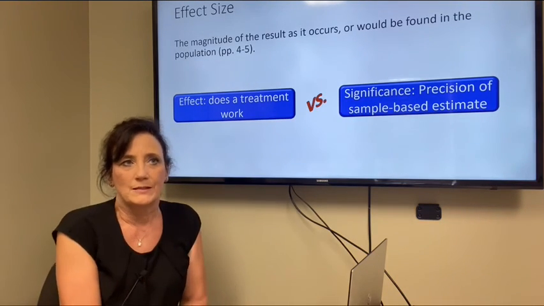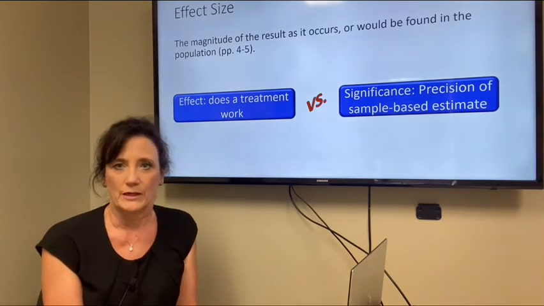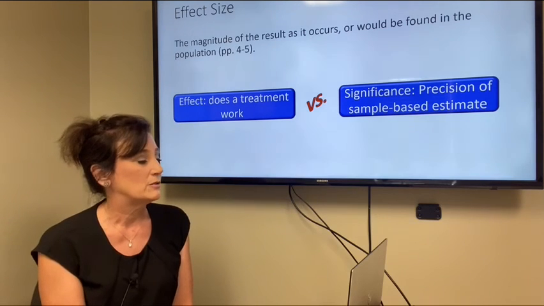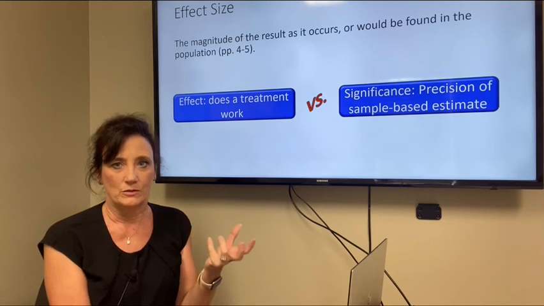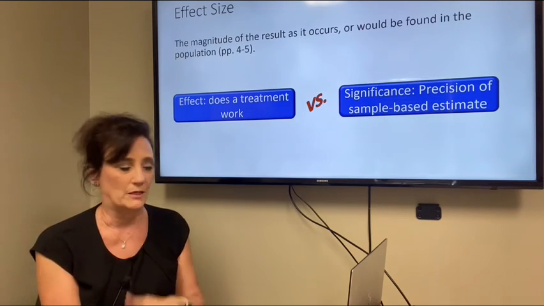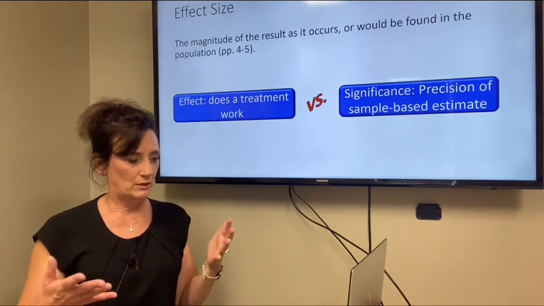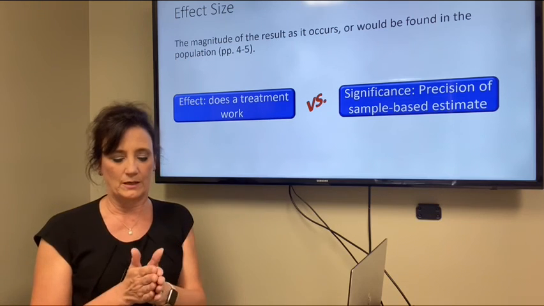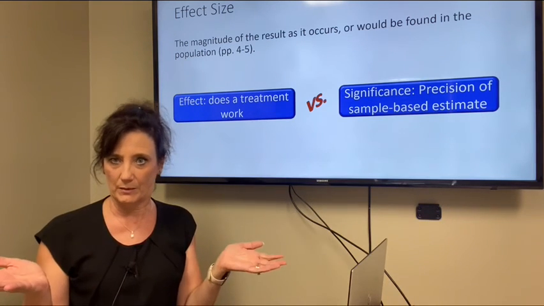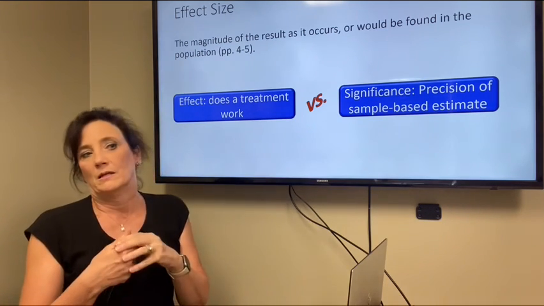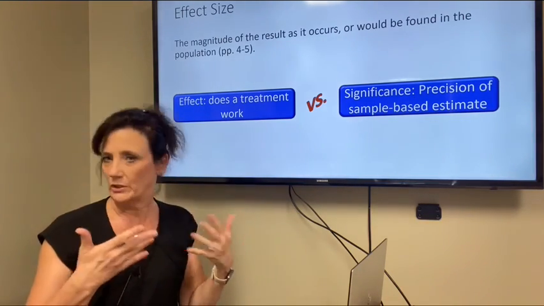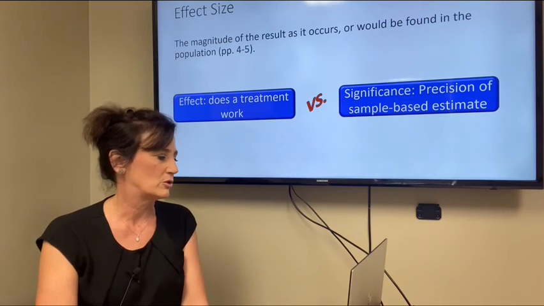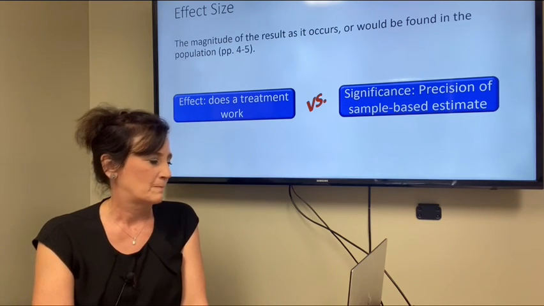Now, one of the things that's really become more popular in recent years is looking at effect size, because effect size looks at the magnitude of the results in the population. So, you go along and conduct your study with a sample of the population, right? Sometimes it's a small sample, sometimes it's a large sample, whatever it is that you have to work with.